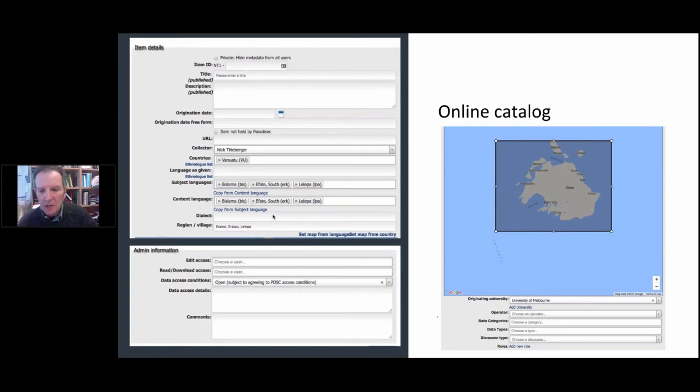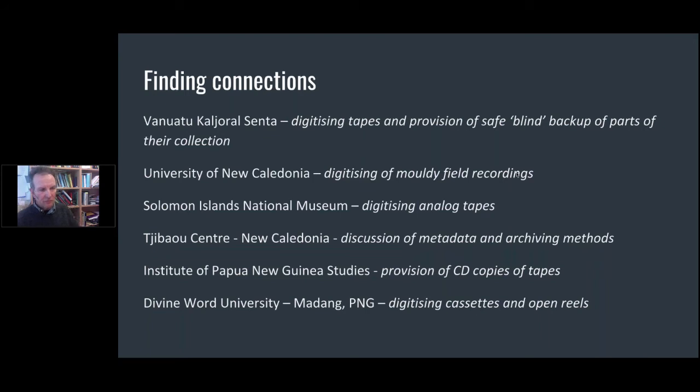Because our project is really focused on language materials from small languages, that is all of the 7,000 other languages that are out there in the world, we include language identifiers for subject language and content language of items in the collection. And this is the linchpin that lets us then feed to a number of different harvesting services that I'll show you in a minute. Our online catalogue lets you specify geographic coordinates, which then also allows you to search using that geographic information.